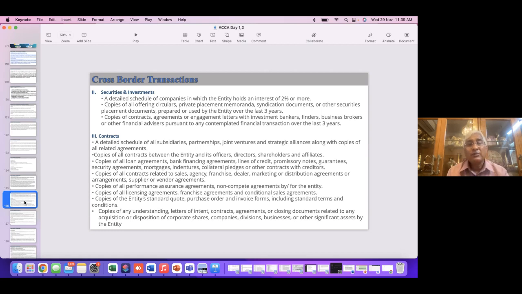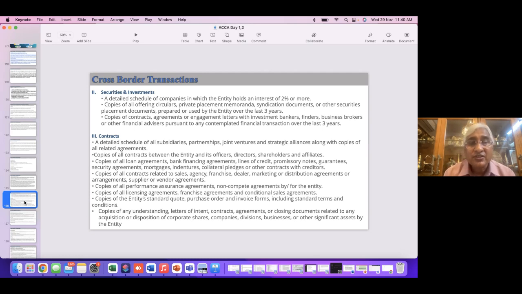A detailed schedule of companies in which the entity holds an interest of 2% or more. In the earlier slides, I have said that related parties are those parties where the interest is more than 2% in the share capital. So here again, a detailed schedule of companies in which the entity holds an interest of more than 2%. Copies of all offering circulars, private placements, memoranda, syndication documents, or other securities placement documents prepared or used by the entity over the last 3 years are supposed to be maintained.